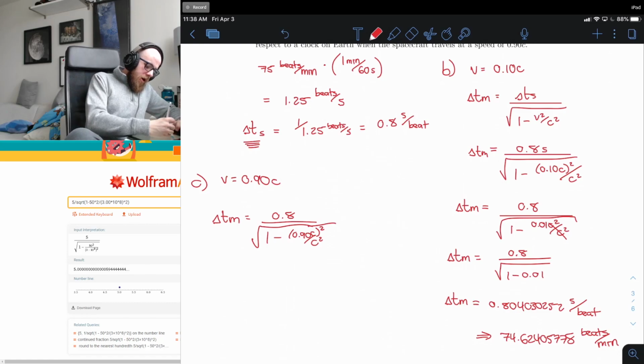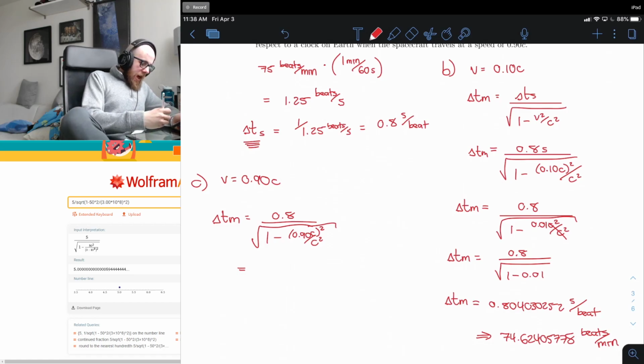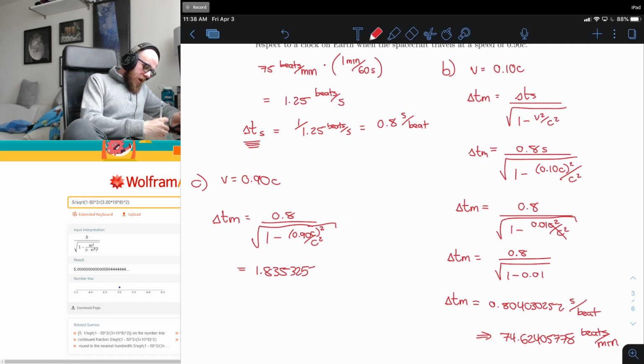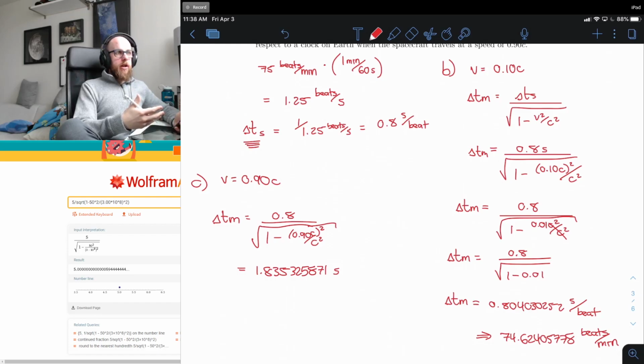Okay. So I'm not going to show as many steps here. I'm just going to kind of plug this in and see where it gets me. So 0.8 over the square root of 1 minus 0.9 squared. I get a value of 1.835325871 seconds. Okay, now that's pretty noticeable, right?